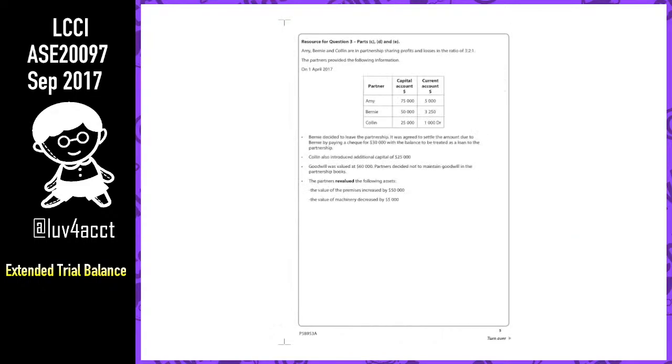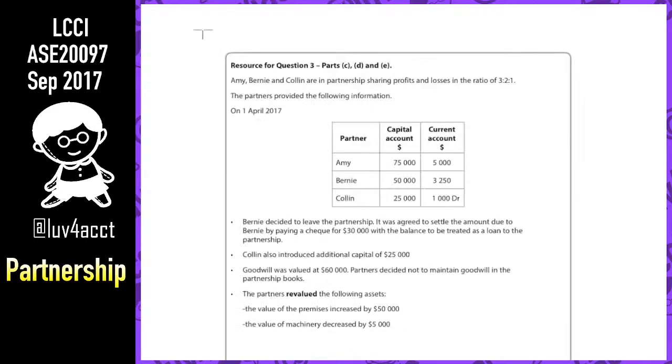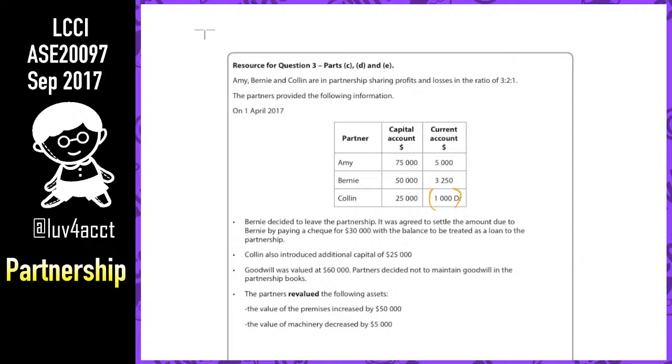Anyway, that is 13 marks finished. We finished this question 2, and then let's move on to question 3. Question 3 is, of course, partnership. Amy, Bernie, and Colin are in partnership, sharing profit and losses in a ratio of 3 to 2 to 1. The partners provided the following information. On 1st of April, we have the capital and current account of these three partners.